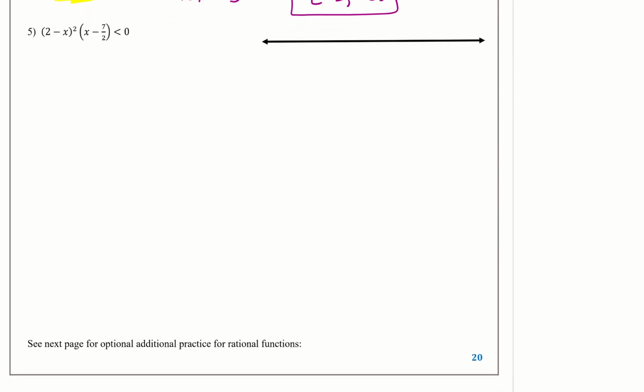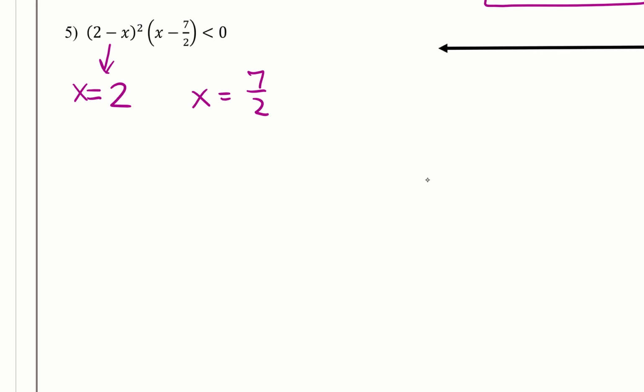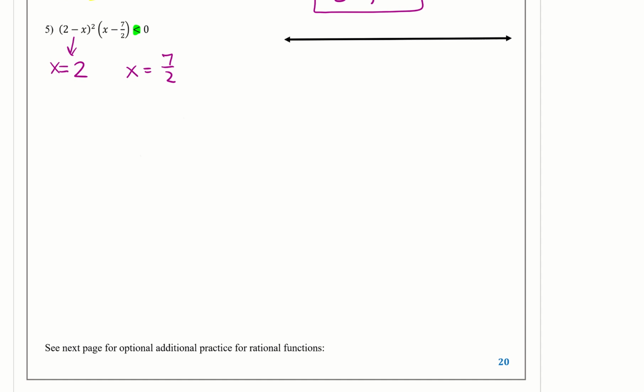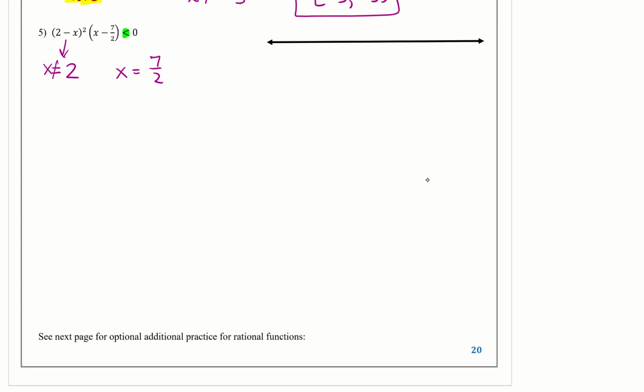Number 5. This one's already factored for us. We also already have the 0 on one side, which we always need. So x-intercepts will occur when x is 2 and x is 7/2. However, based on this inequality symbol, I'm not actually allowed to have an actual 0, so I'm going to put not equal to here. There are still the interesting points I want to consider, where we're going to change from positive to negative, but I'm going to use open circles for both of them because of that less than.